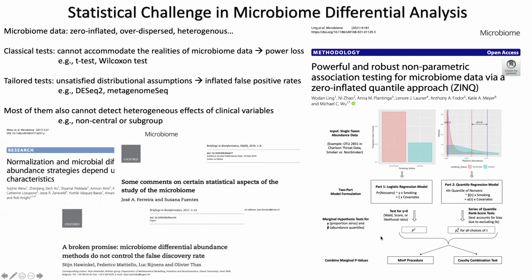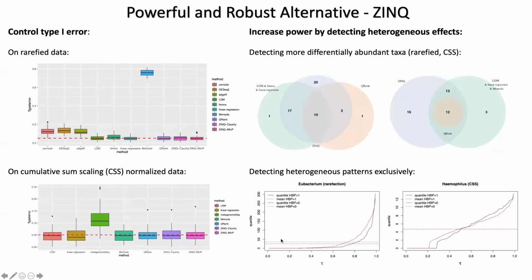First, we do differential tests for the proportion of zeros based on logistic regression. And second, we do differential distribution tests for the non-zero part based on quantile regression. And finally, we combine the p-values to reach the final conclusion. By simulation and real data analysis, we demonstrate that ZINQ can control type I error very well. At the same time, it will increase the testing power by identifying heterogeneous effects of the clinical variable. I look forward to discussing more details with you in the breakout room.